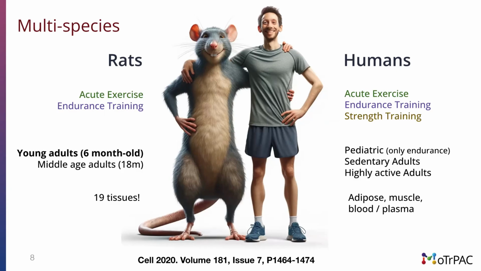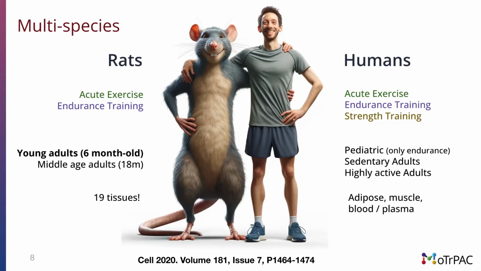In rats, we focus on acute exercise, which is a single bout of exercise. We have endurance training, in an 8-week training study. And we analyze 19 tissues, which is an unprecedented breadth of coverage. It has never been done before. We are conducting studies in both young adult rats, 6 months old, and also in middle-aged rats, which are 18 months old.